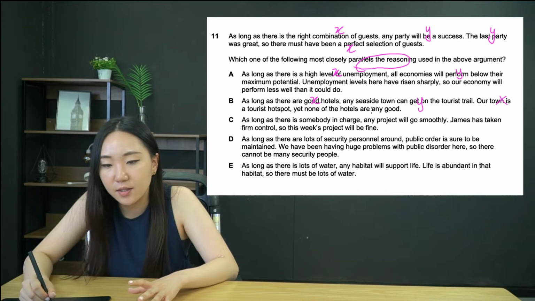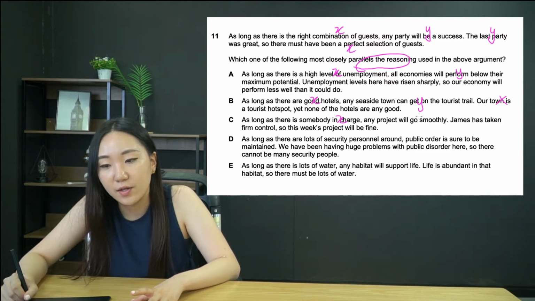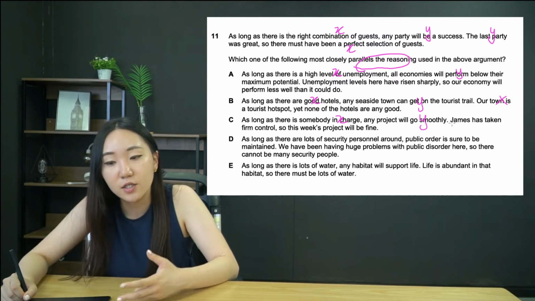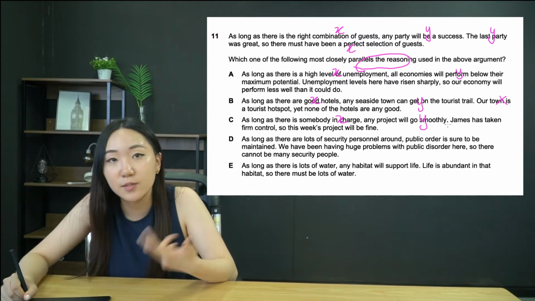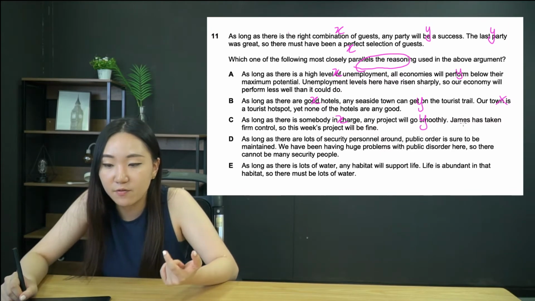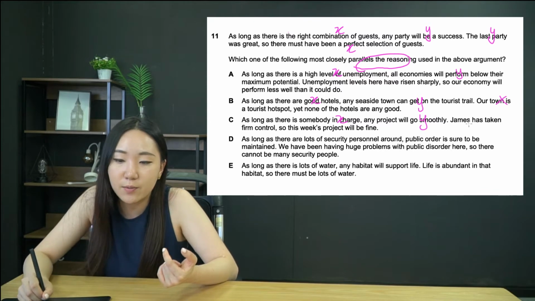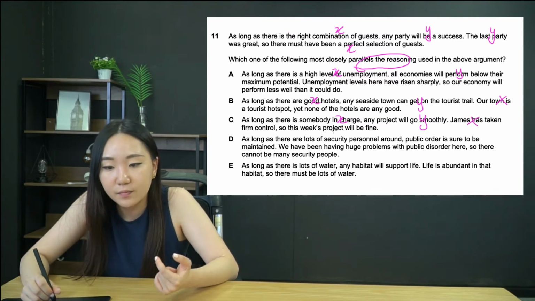C, "as long as there is somebody in charge," as long as there is X, "any project will go smoothly." So there will be Y. So in order for this to be correct, it should be "the project will go smoothly since there is somebody in charge." But in this case, it's again been flipped. "James has taken firm control," not quite the same thing. "So this week's project will be fine." Again, not quite the same thing.